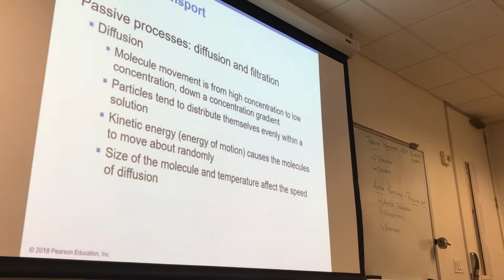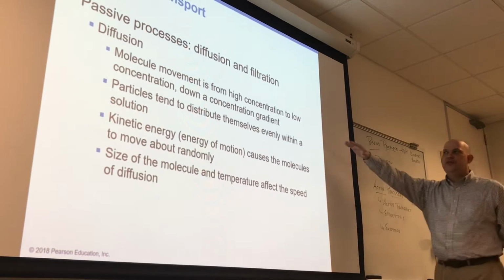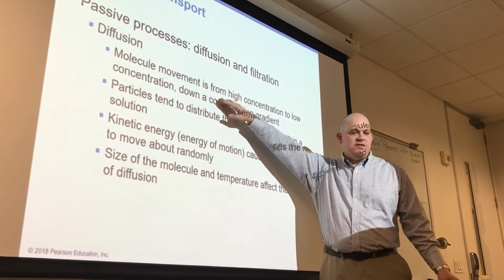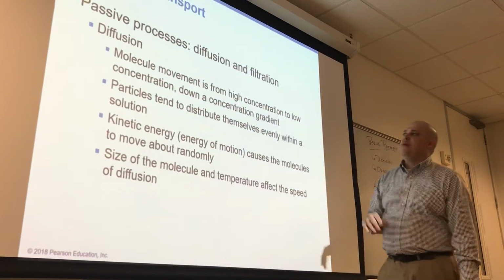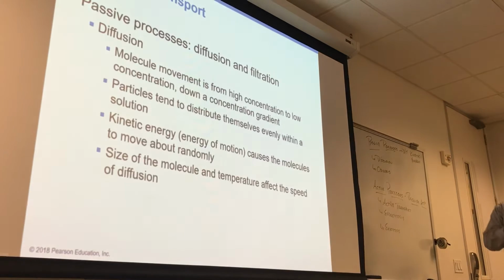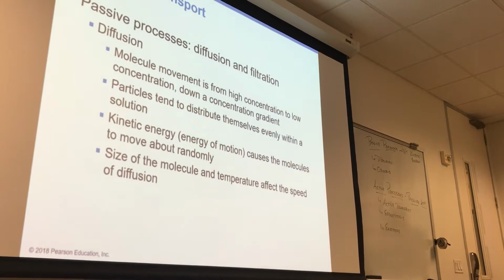So the first of the passive processes is known as diffusion. And diffusion, simply put, is the movement of molecules. So we're going to move solutes from areas of high concentration to areas of low concentration. And in doing so, the goal of diffusion is to make each side of the plasma membrane equal in concentration. You good here?